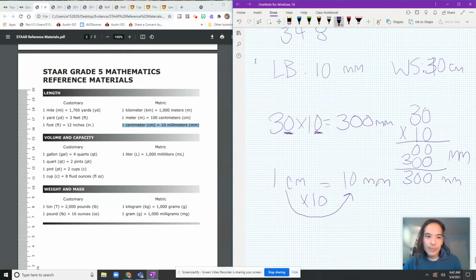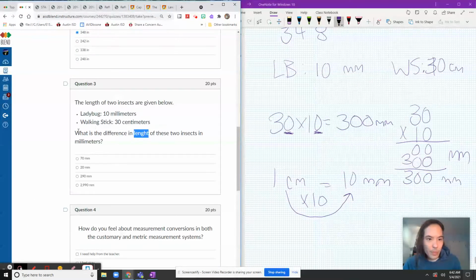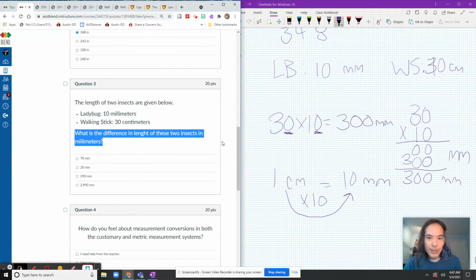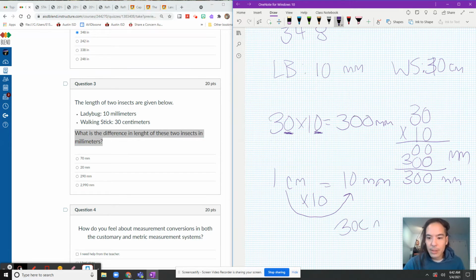All right, so let's go back and read our question. What is the difference in length between the 2 insects in millimeters? So we have 300 millimeters minus 10 millimeters. And that will give us, I don't know why I borrowed so many times. Don't do what I did.